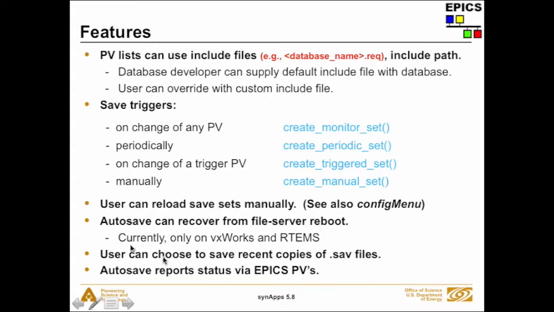So there are other choices. You can choose to save recent copies of a save file, so, for example, if you want a few days of history, saved every 3 hours. And the last thing is that Autosave reports its status via EPICS PVs. There, in the status button, you can find out whether Autosave is still working, when the last save file was written, how many save sets are currently being used, stuff like that.